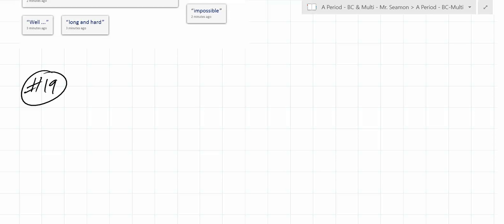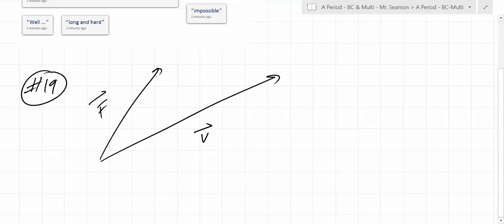Rather quickly. So the idea here is that it's giving you a vector, I think they call it v, right? And you have a force vector, right? And what they're asking you, so let's just talk about this. So you have your force vector. And what is this right here? What is this green one? And then what is this?